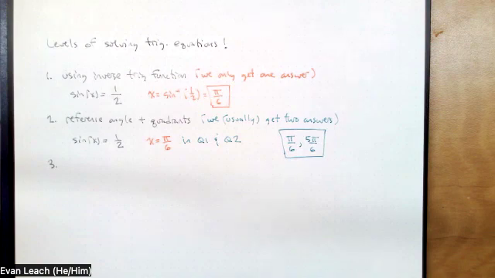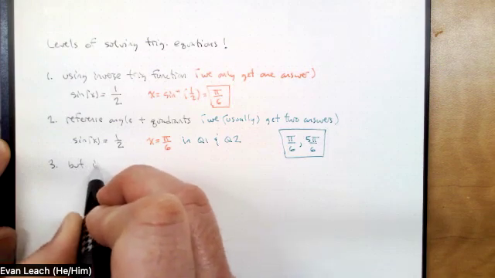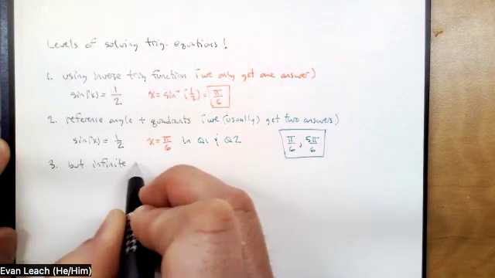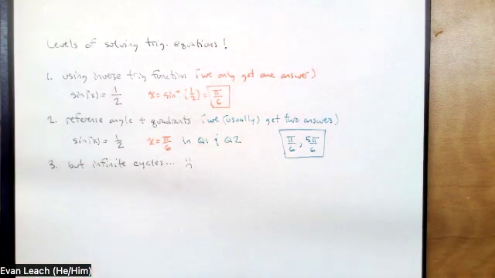But wait, there's more, because we know these functions have cycles. Sine has a period of 2 pi. So these are the first two. This is just going once around the circle, but we can go forever around the circle. But there are infinite cycles. It's okay. The cycles have a period. Each cycle has a given length.